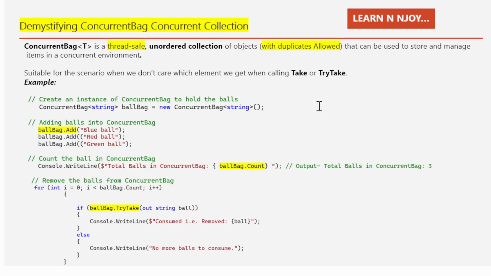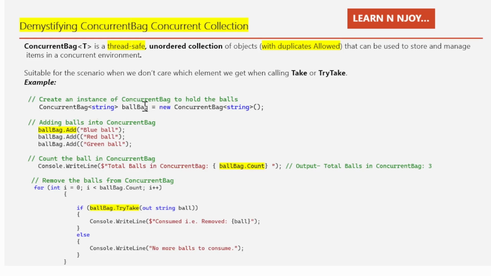Okay, so let's see how we implement it in a C Sharp program. First of all, we need to create an instance of the ConcurrentBag to hold the balls. That's what we need to write, something like this: ConcurrentBag<string> ballBag = new ConcurrentBag<string>(). Basically, I have created an instance of the ConcurrentBag of string type. This is the instance variable named ballBag.